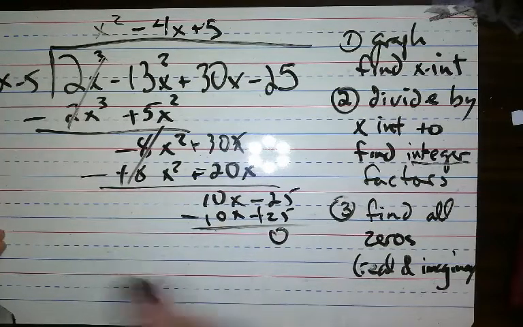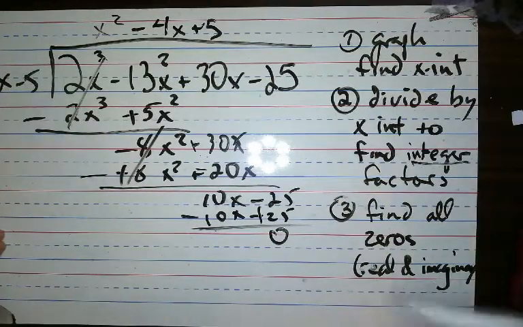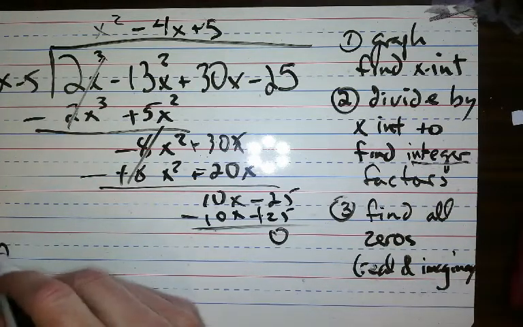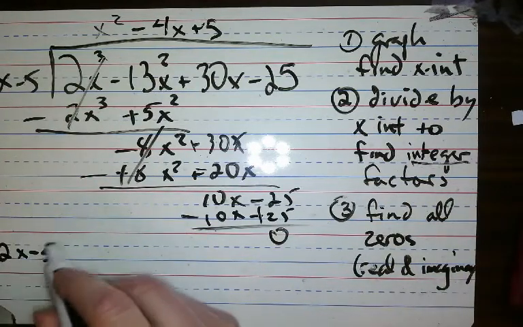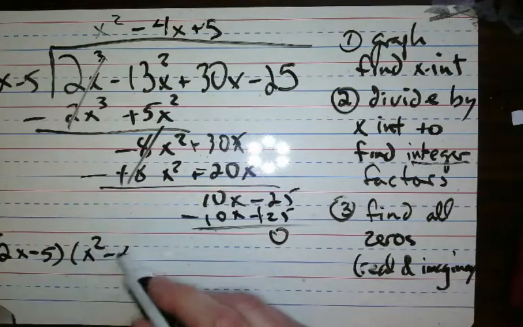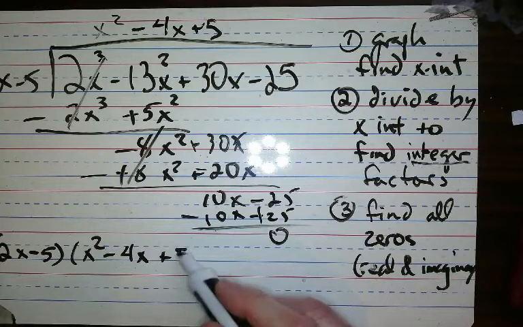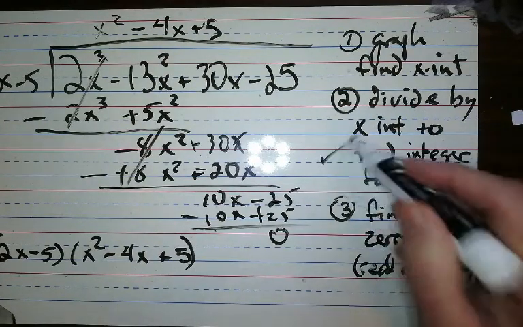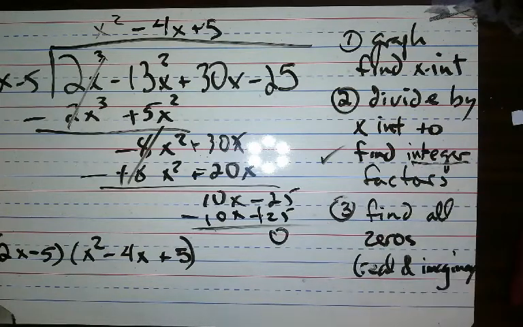All right? So, I know I have to write my factors. So 2x minus 5 is one factor, and then x squared minus 4x plus 5 is the other factor. All right, so I have to find the factors. There they are. Now I need to find the zeros. Well, remember this one was 5 over 2.